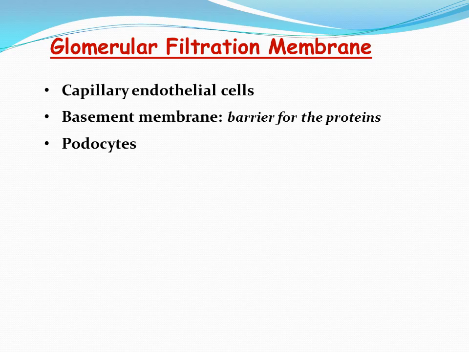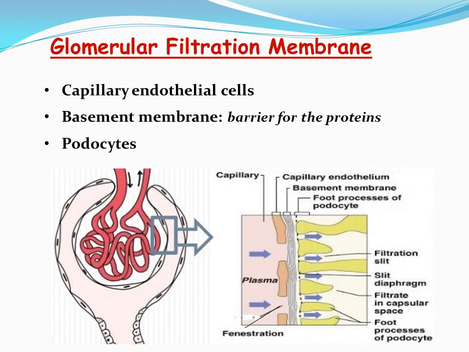First and the most important thing to learn here is the glomerular filtration membrane. That means the membrane through which the plasma will be filtered and the filtrate will be poured into the Bowman's space. This membrane includes three basic layers: one is the capillary endothelial cell layer, second is the basement membrane, and third is the podocyte. You will better understand this membrane by this figure. So let's see this figure.